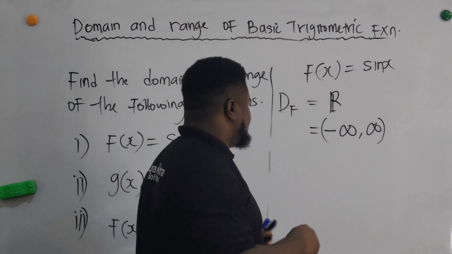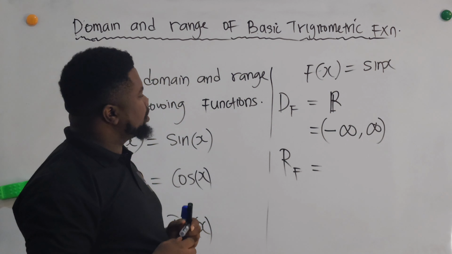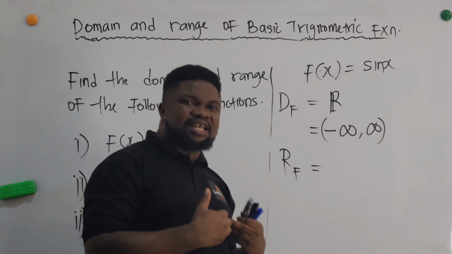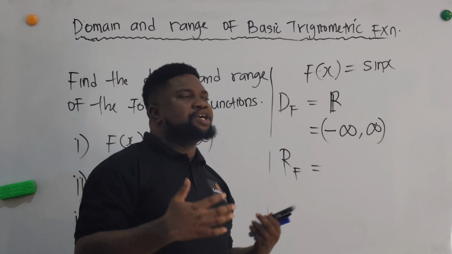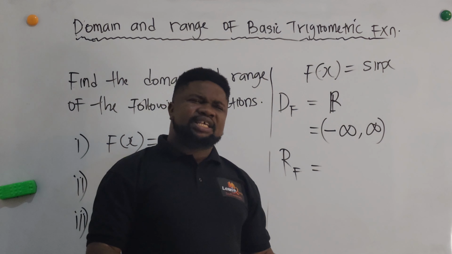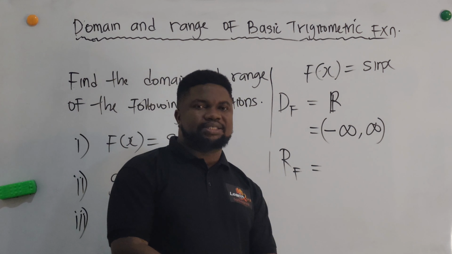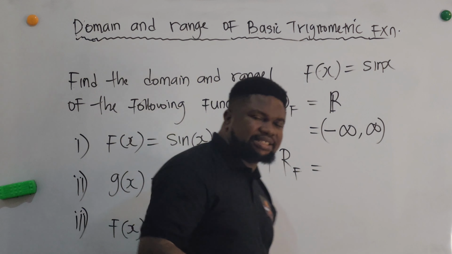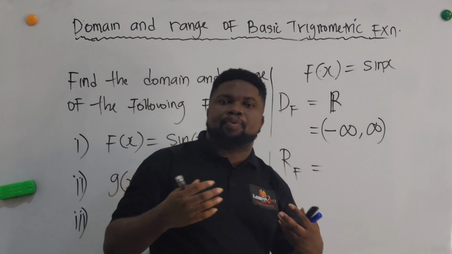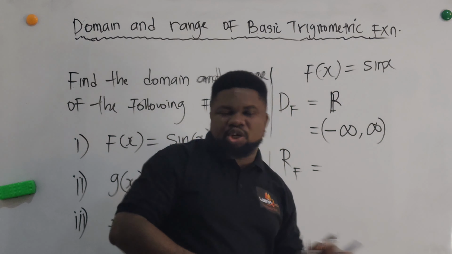The range R sub f is equal to what? The range is the possible output we can get from a sine function. If you go ahead and check, there's never a time you can punch sine of something and have 2 as your answer. Sine of anything you punch, you will see 0 point something, or minus 0 point something.